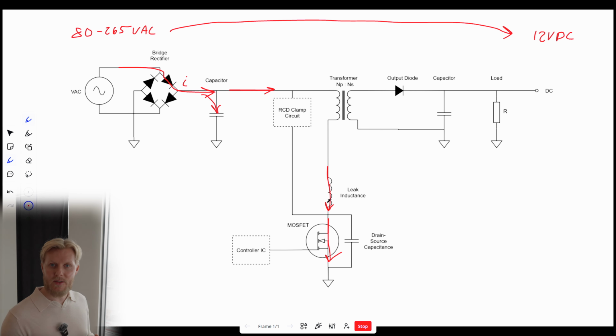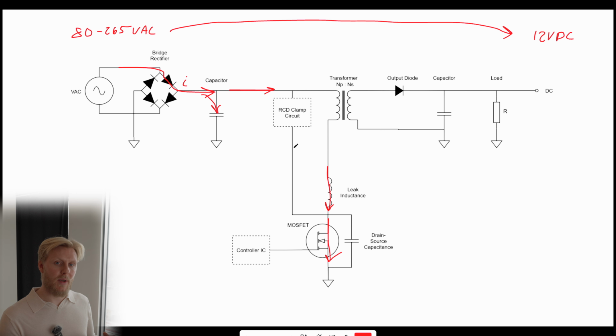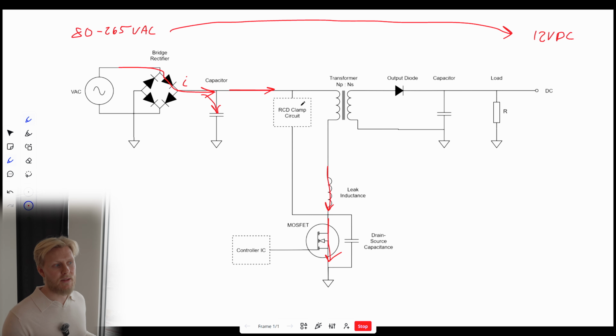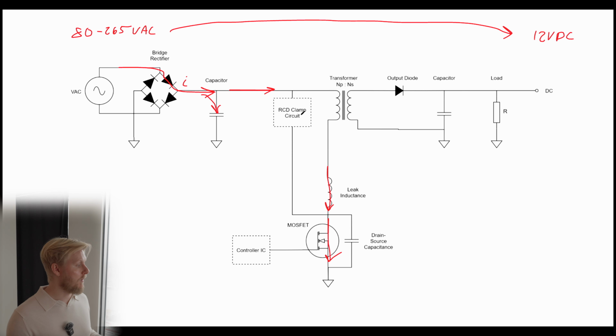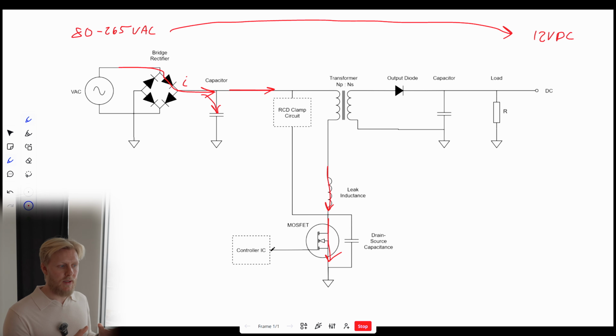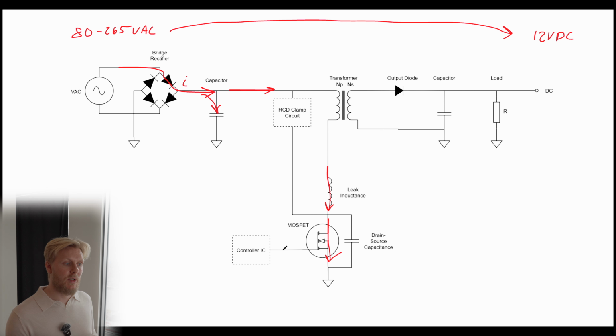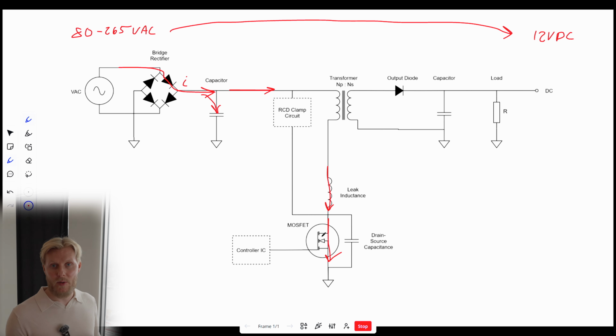So this energy has to go somewhere in order to protect our MOSFET, and we implement an RCD clamp circuit, which essentially takes the energy and finds a way to store it and dissipate it in the form of heat. This circuit is made up of a resistor, capacitor, and a diode, which I won't go into detail in this video, but I will save that for a different video. The controller IC is just a pulse width modulation signal which controls this MOSFET based on the design prerequisites. So again, here we have a high frequency DC signal which is transferred over to the secondary side.